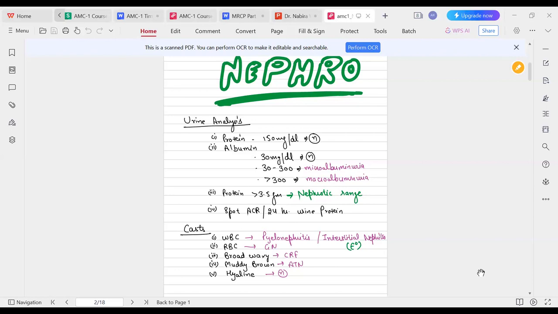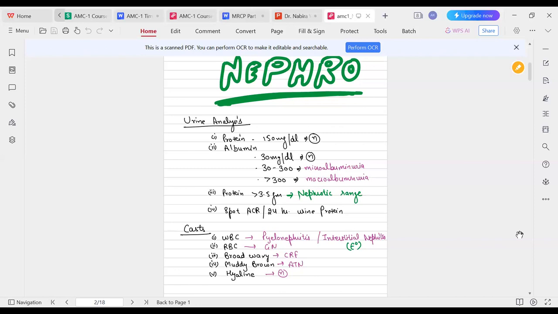Earlier we used to go for 24-hour urine protein. We would collect the urine sample for 24 hours and then check the quantity of protein in it. But we have another option these days called spot urinary ACR, the albumin creatinine ratio. That gives a good estimate of 24-hour urine protein, so it's kind of a substitute. Okay, so after urine analysis, we talked about proteins in urine.